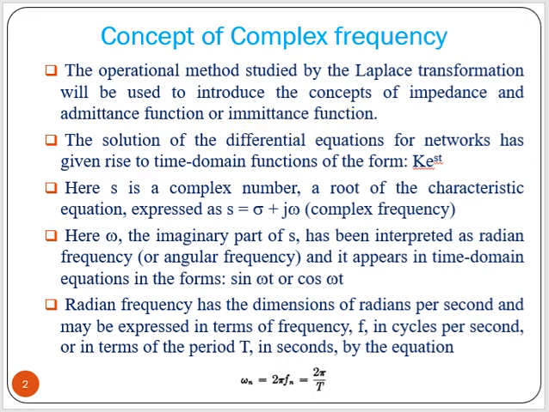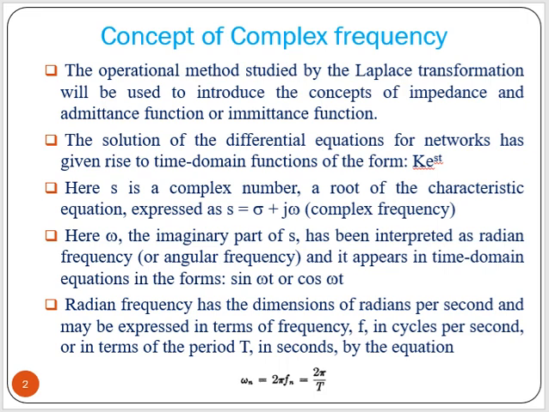Now, already you have seen that the solution of differential equations for RL, RC and RLC circuits has given rise to time domain functions of the form k e to the power st, where k is a constant that can be derived by analyzing the initial conditions of the circuit, and e to the power st means it is an exponential term, either decaying or increasing.